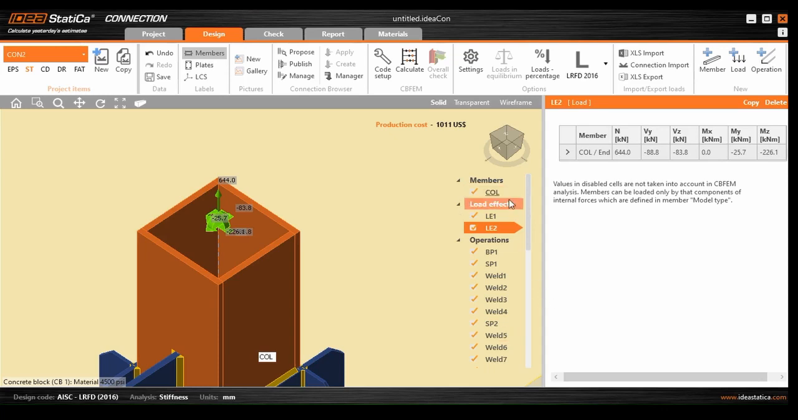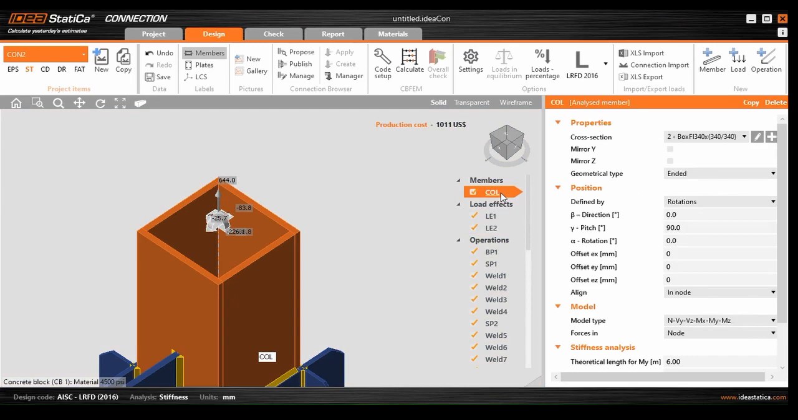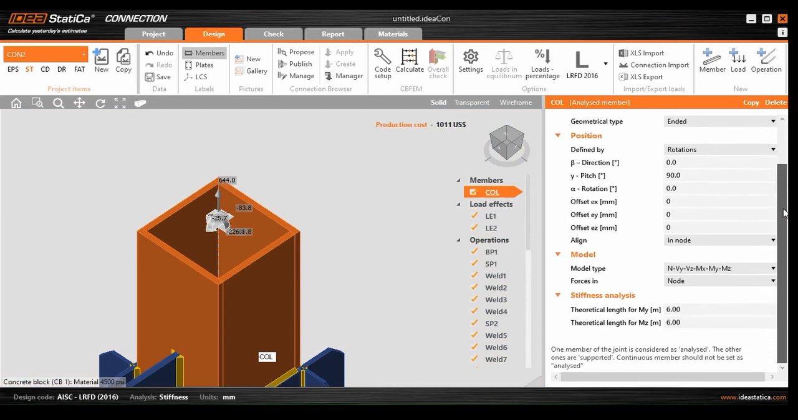And then go to column. It is a very important thing that I should share with you. Click on column here and scroll down until you see the theoretical length for MY and MZ. My column is 3.2 meter long in the first story. This is very important in considering the connection as rigid, semi-rigid, or pinned. Here I type 3.2 and 3.2.